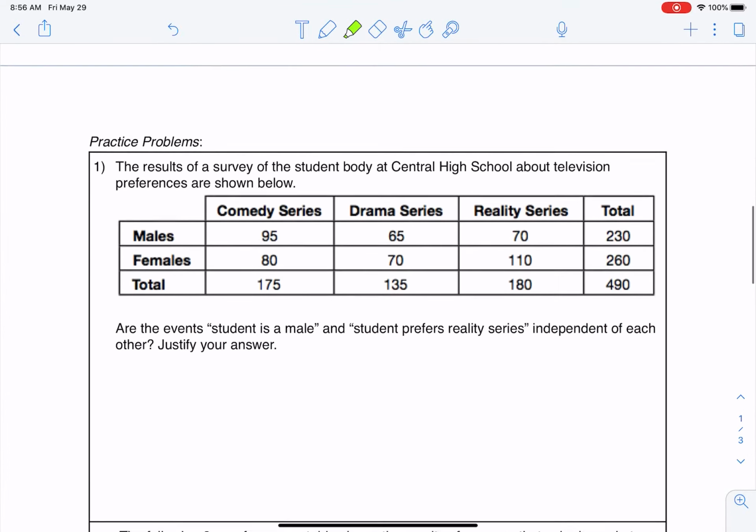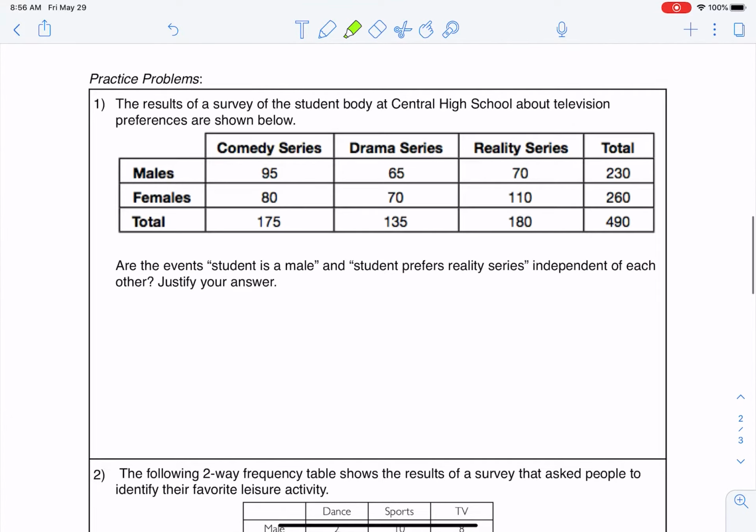Okay, let's look at practice problem 1. So the results of a survey of the student body at Central High School about television preferences are shown below. Then we have all this information from the survey. Are the events student is male and student prefers reality series independent of each other?